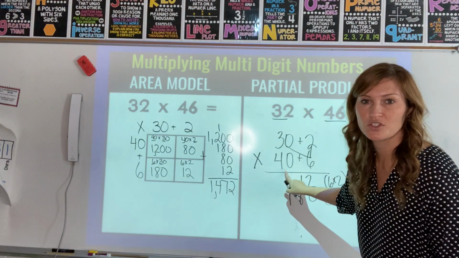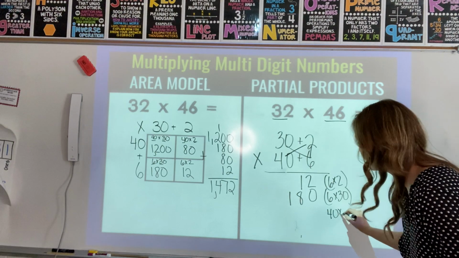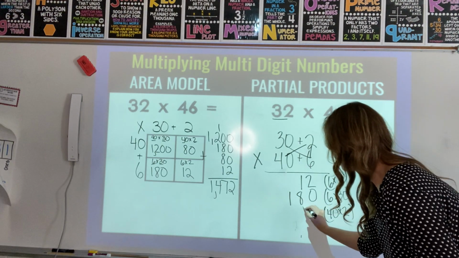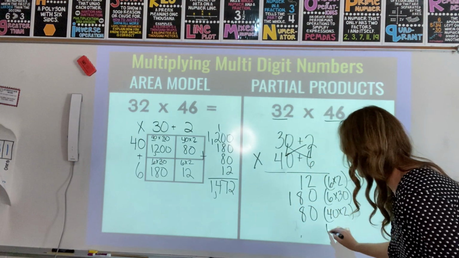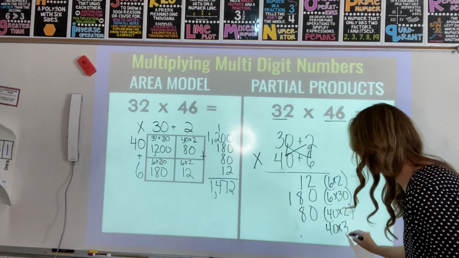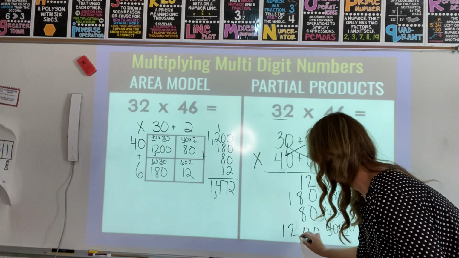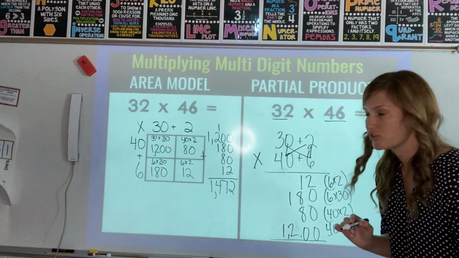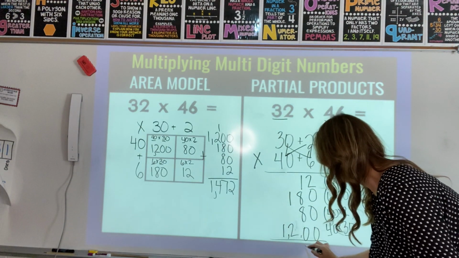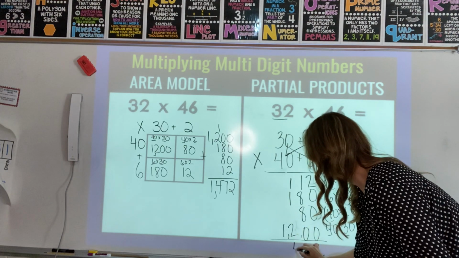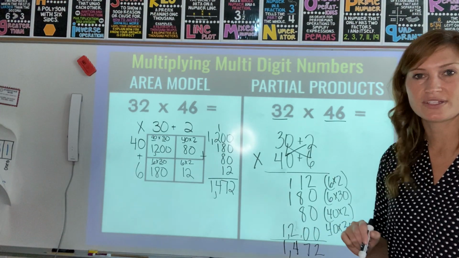So now I've multiplied the bottom number times both of the top numbers. So now I need to move over to the 40. 40 times 2 is 80, and 40 times 30, 1,200, okay? Now I'm going to add these up. And I get the same product of 1,472.